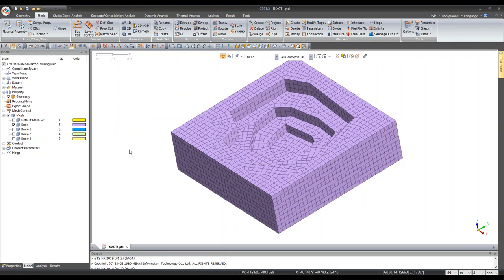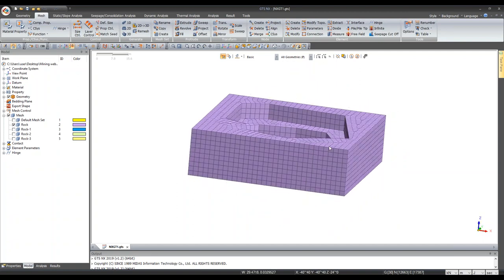And one of our engineers is asking, can you model a 3D geological feature in GTS NX? So can you please go into more detail? I couldn't understand. Give me more information regarding that, and I can directly answer you. So in the meantime, I will be explaining this particular open pit mine, how it has been done.